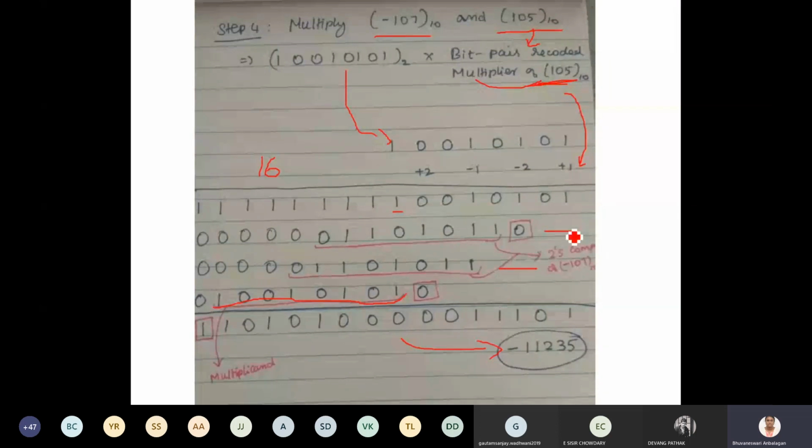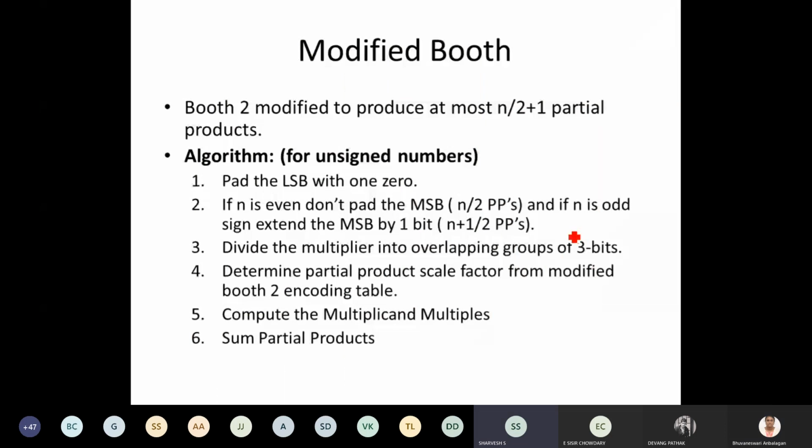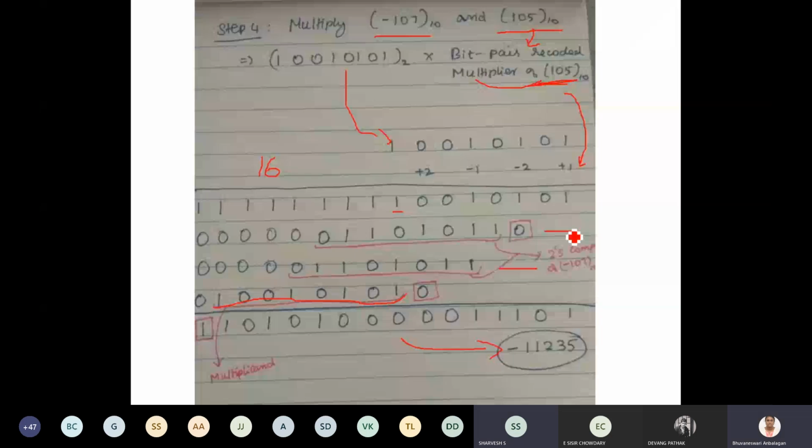Ma'am, yes ma'am. Can you hear me? So here, while multiplying with +1, we have filled all other gaps with 1 here. But in the same way, when we were multiplying with +2, that time we didn't fill the gaps with 1.